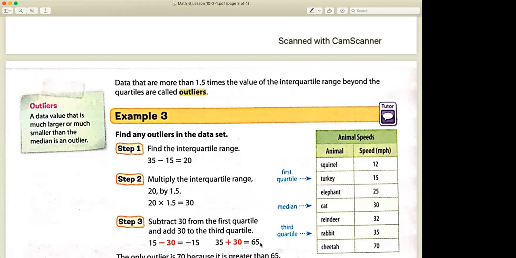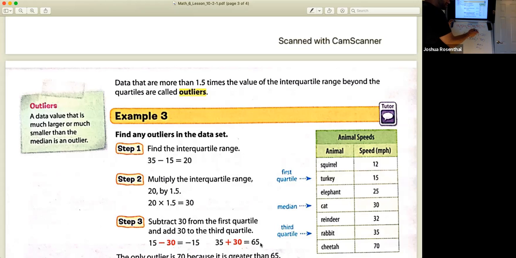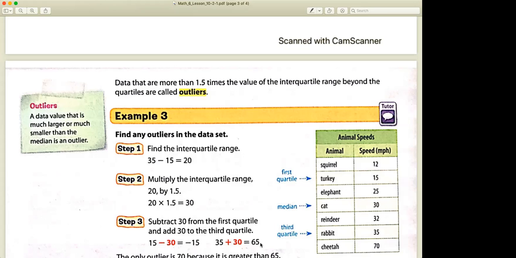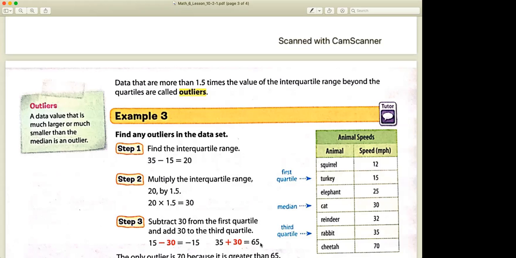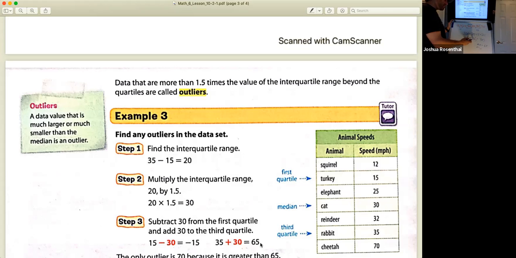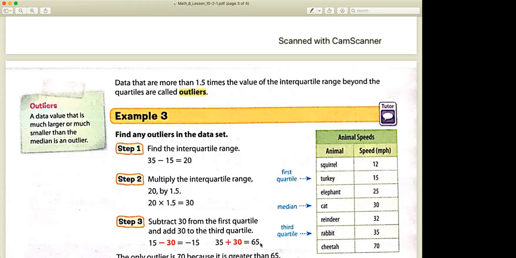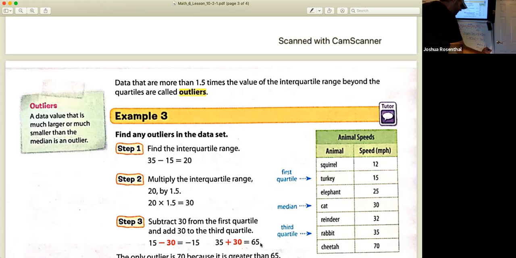Oh, did it end up being that? Let's see, no, it's not. If I add 30 to 23, I get 65. If I subtract 30 from 15, wait, where did you get 30 from? I got 30, it's 1.5 times the IQR. Oh, okay. If I subtract 30 from 15, I get negative 15. So I do not have any values lower than negative 15. I do have a value that's above 65. So this is my outlier right here. The only outlier is 70 because it is greater than 65.